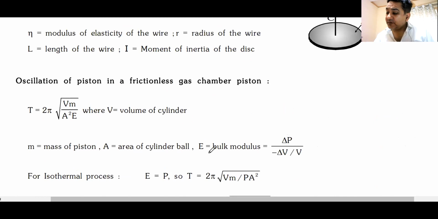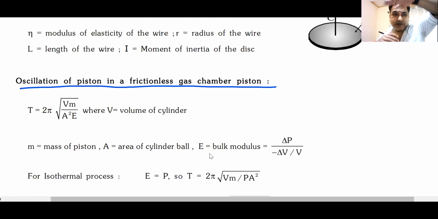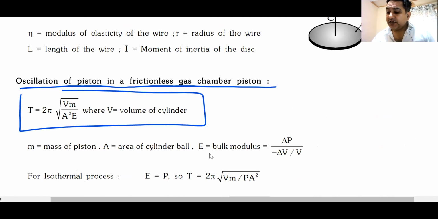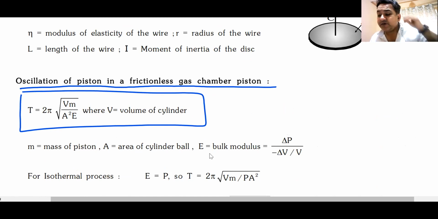This is one that you must do: oscillation of a piston in a frictionless chamber. So you have a piston put in a chamber. What will be the time period of oscillation? This is the formula for it: 2 pi root over V M by A square E, where V is the volume of the cylinder, A is the area of the cylinder, M is the mass of the piston, and E is the bulk modulus of the gas.